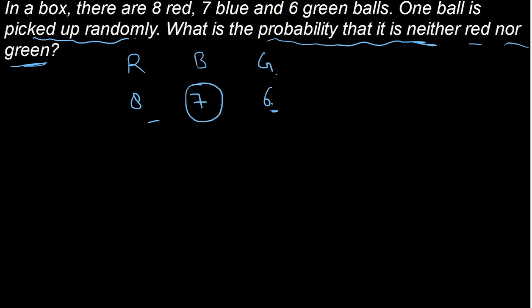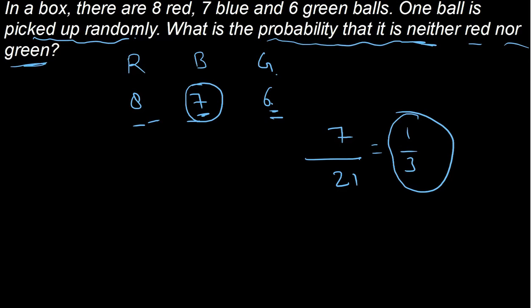Neither red nor green, so there are 7 blue balls, out of which you have to pick, and pick only 1 ball. So I think 7 divided by 8 plus 7 is 15, 15 plus 6 is 21. So this is 21. 7 by 21 is 1 by 3. So your answer is going to be 1 by 3. Okay. So you only had to pick a blue ball. So that is going to be your answer.